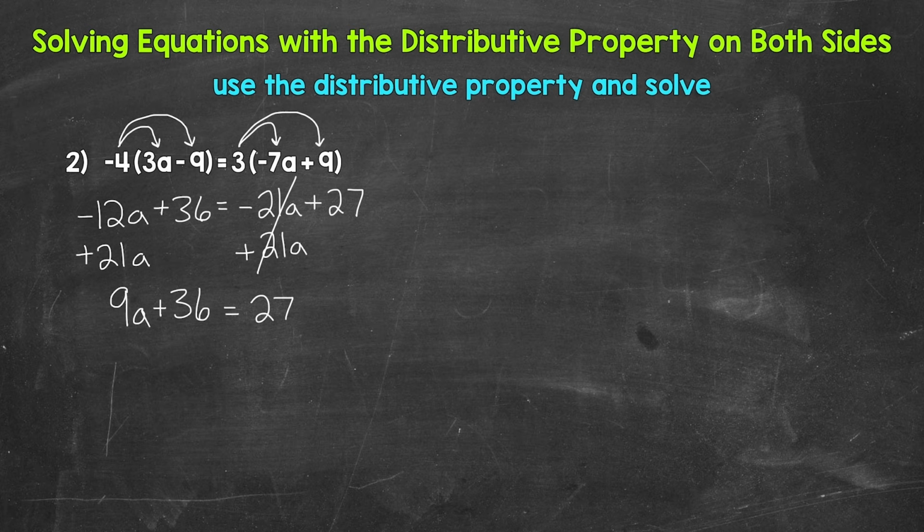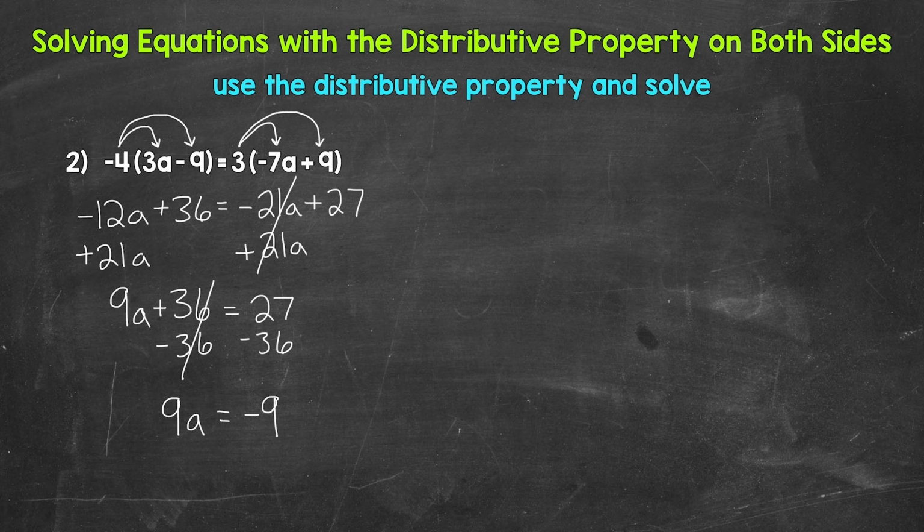So we need to undo that addition first. What's the inverse operation of addition? Well, subtraction. So subtract 36 from the left side. And then we need to subtract 36 from the right side as well. On the left side, we are adding 36 and subtracting 36. So these 36s cancel each other out. Now we have 9a equals, and then on the right side, we have 27 minus 36. That gives us -9. So now we have 9a equals -9.